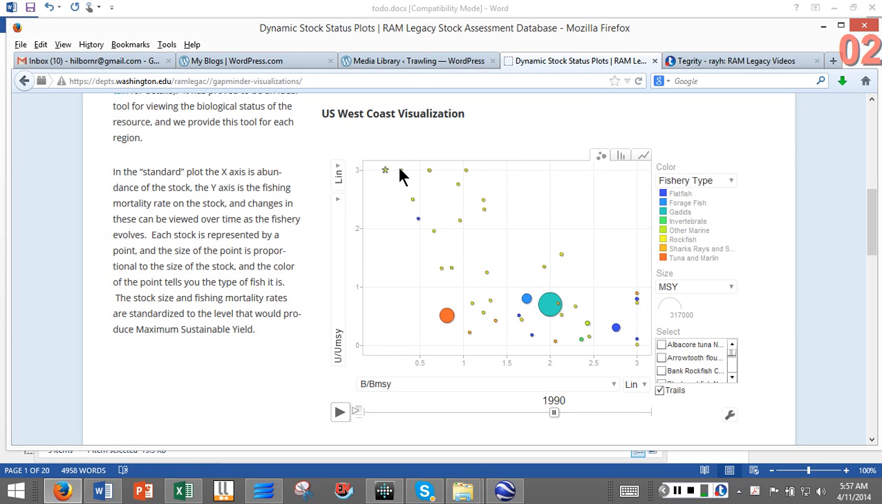Now this kind of graph is now commonly called a Kobe plot, after the Japanese city of Kobe, where a meeting was being held when these kinds of graphs were first commonly presented. In general, the upper left is a bad place to be. You're fishing too hard and stocks are below target levels. The lower right, stocks are abundant and not being fished too much.